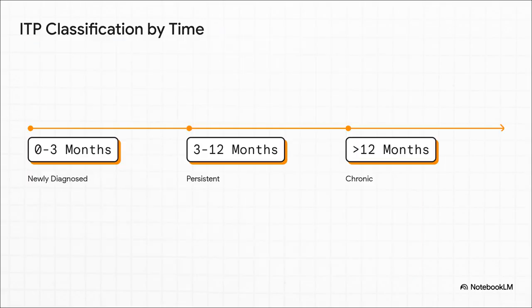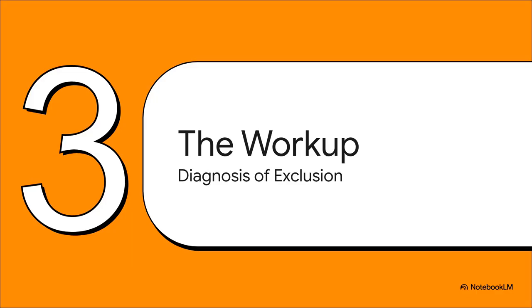So this just puts it all together visually. You've got newly diagnosed, persistent, and chronic. Knowing these stages is really helpful for framing those conversations with your patients about what they might expect down the road. All right, now we get to the core of it all, the workup.